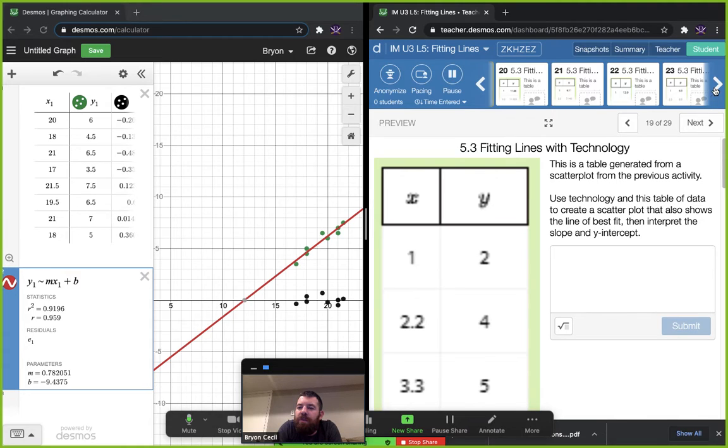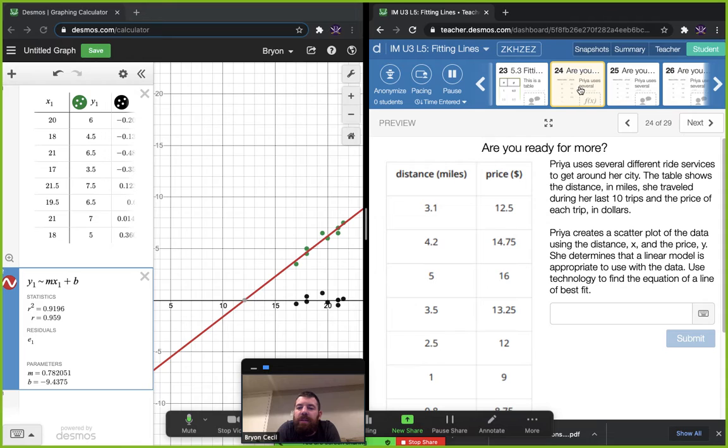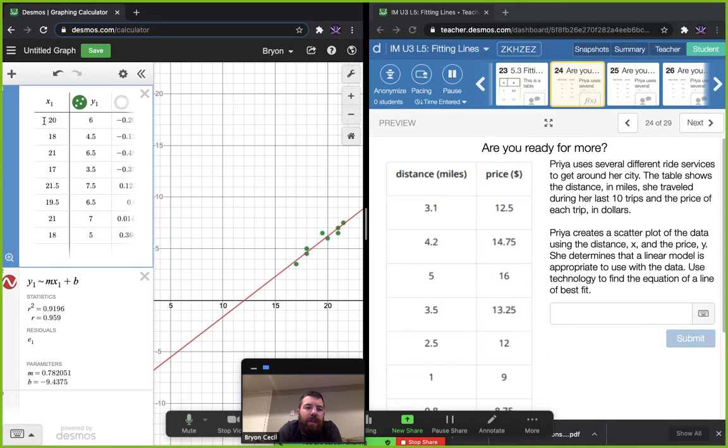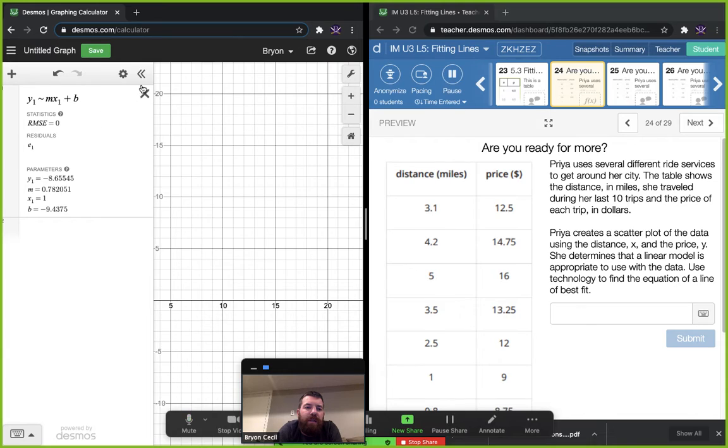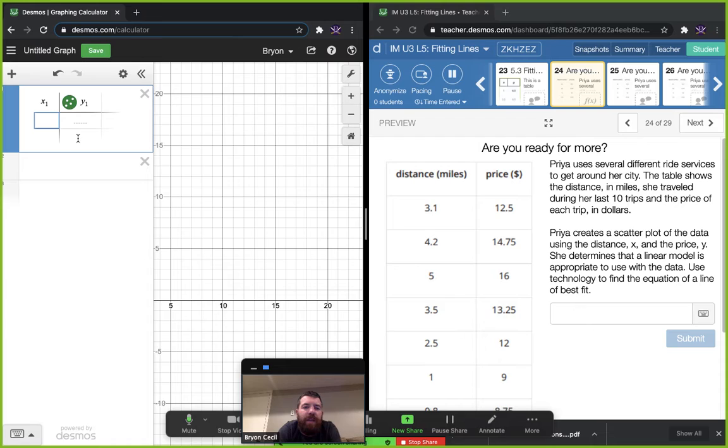Here are some more examples that we will do and practice in class, and you're free to practice as well. But let's jump here to Priya, who is using 7 different ride services to get around her city. The table shows the distance in miles she traveled during her last 10 trips and the price of each trip in dollars. Let's go ahead and erase that and create a new table.